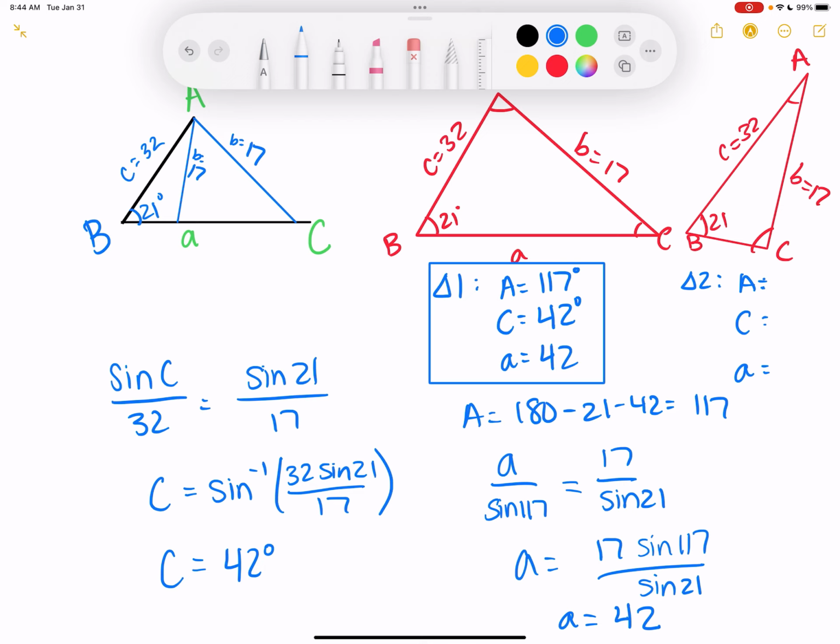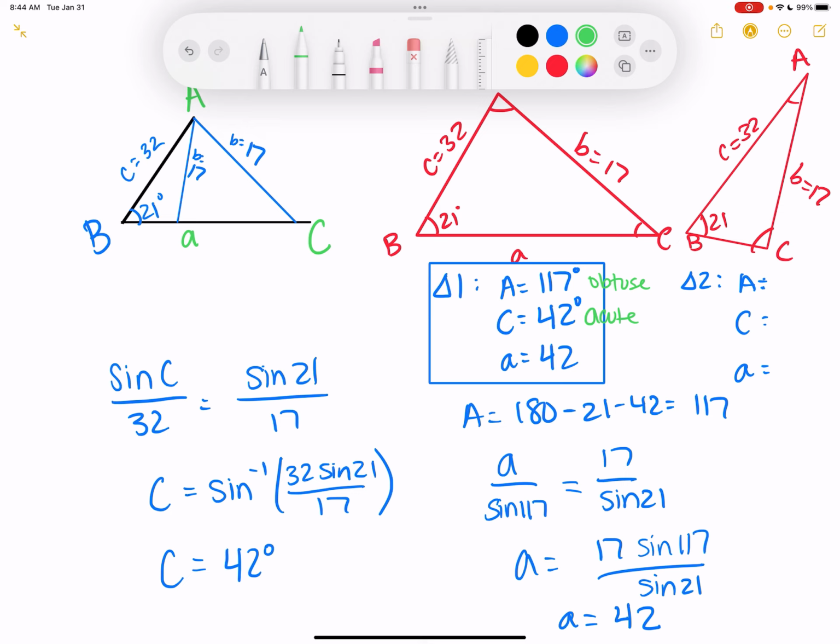Now, what do you notice about angle A and angle C here? They're the same. Oh, none of the angles. I was like, I don't think so. One's acute and one's obtuse. Yep, so this one is acute, this one is obtuse.